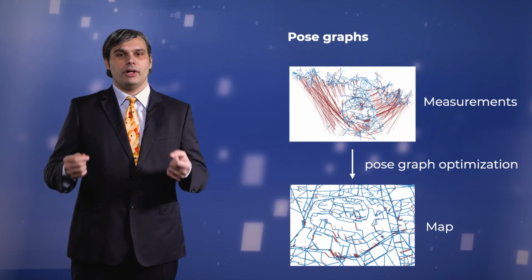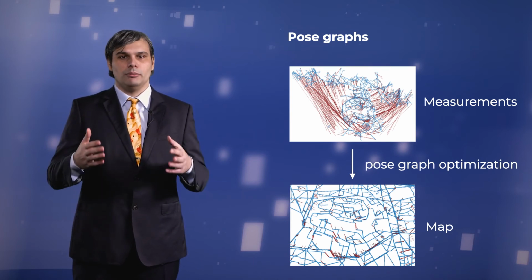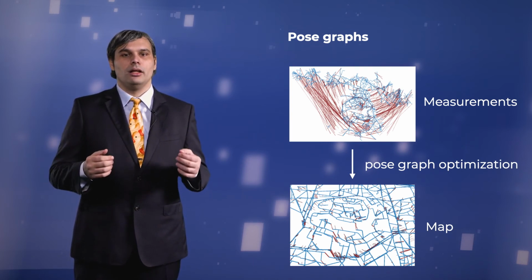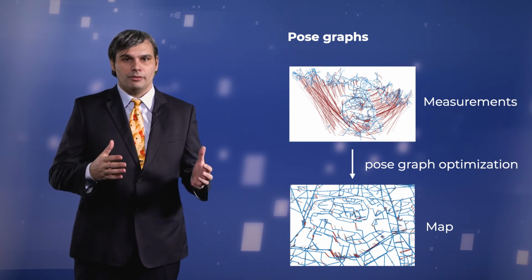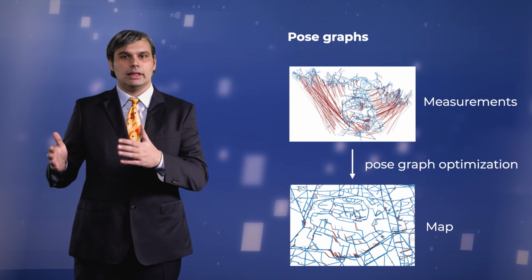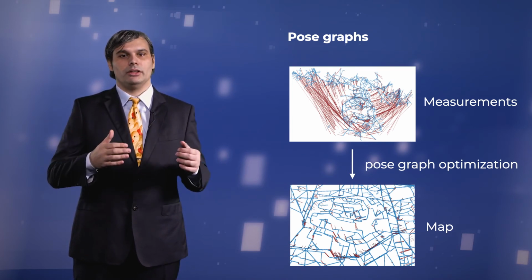Pose graphs are another type of graphs that is very important for robotics. These are used all the time in SLAM, simultaneous localization and mapping. Usually, the noisy measurements from the sensors are used to create an initial pose graph. Then there is an optimization process that allows us to filter out the noise and create a map of the environment and of the robot trajectory.